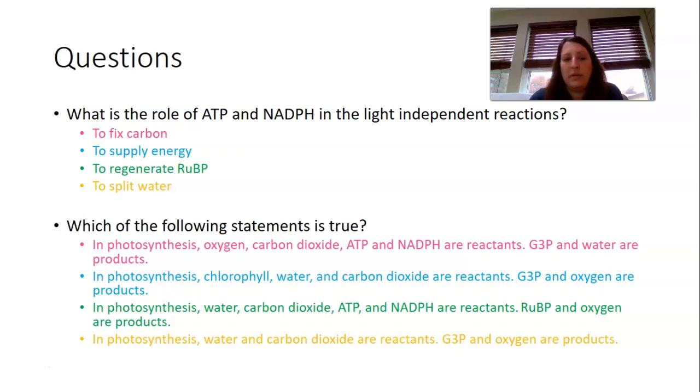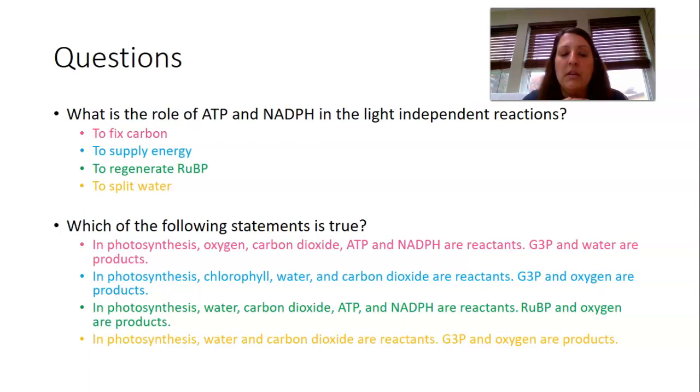Okay, so hopefully you answered to supply energy, right? These are short-term energy supply molecules, and they are there to supply the energy required in order for the Calvin cycle to take place, in order for carbon to be fixed. Okay, last question here, it's a long one. Which of the following statements is true?